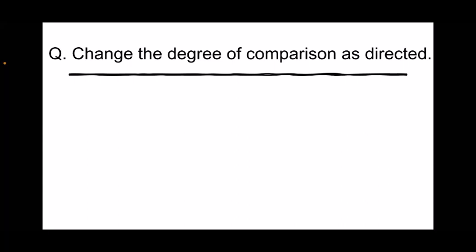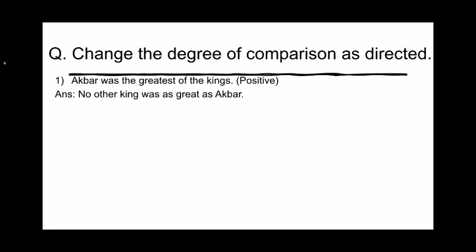Change the degree of comparison as directed. Akbar was the greatest of the kings. Here we have been told to use positive degree. So which is the adjective in the sentence? First we need to identify the adjective. The adjective is greatest. So greatest is in superlative degree and we need to change it to positive degree. So how will we frame the sentence? No other king was as great as Akbar.